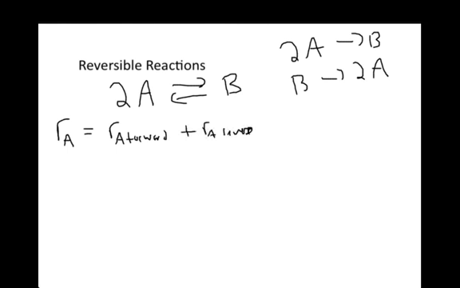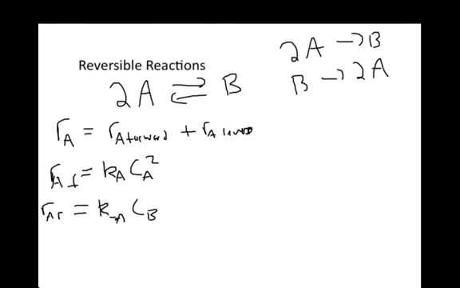Going forward, this is the same as we did before, so we'll have r_A, let's put F for forward, is equal to k_A C_A squared. r_A reverse will be k, we'll use our subscript minus A, times C_B, since that's our reactant.